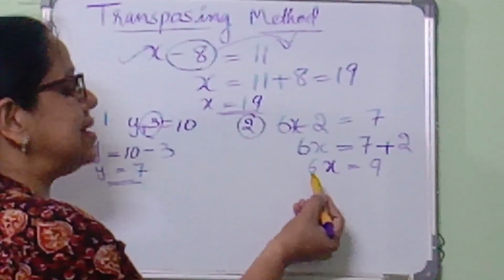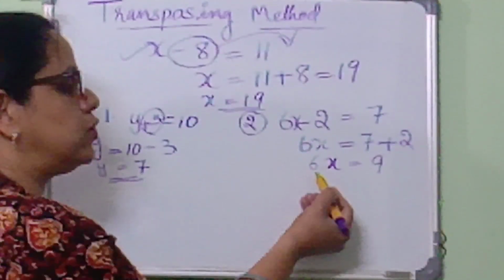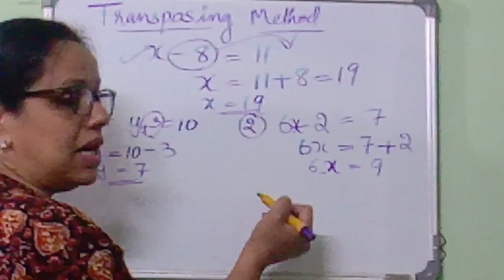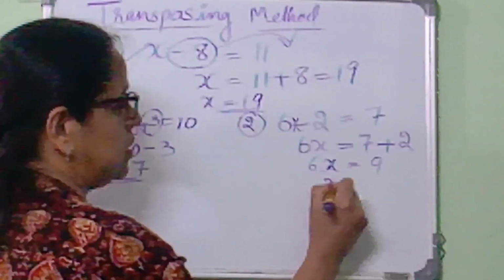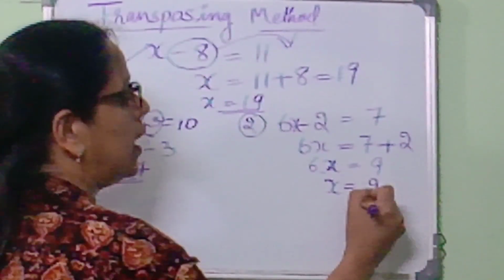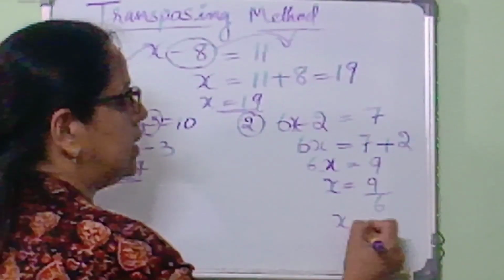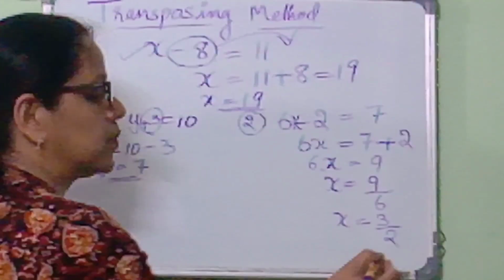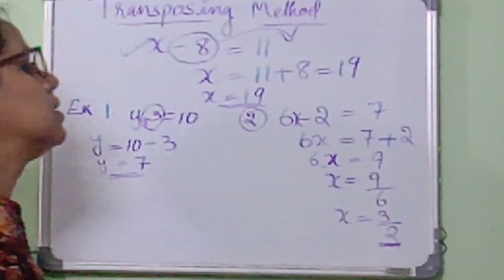And now this 6x, here also x is along with the number 6. We have to transfer the 6 again to the other side. Here the 6 is multiplying with x. So multiplication will become what? Division. So x is equal to 9 upon 6. We can cancel it and we will get x is equal to 3 by 2. Okay, so 3 by 2 is the solution of this equation.